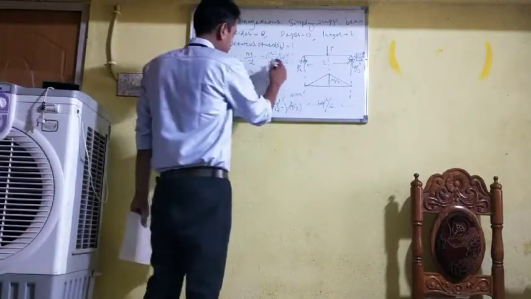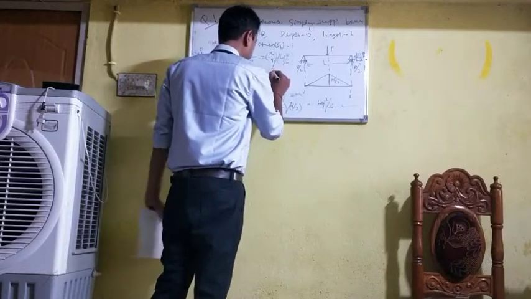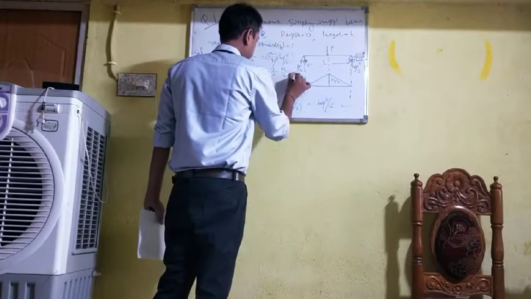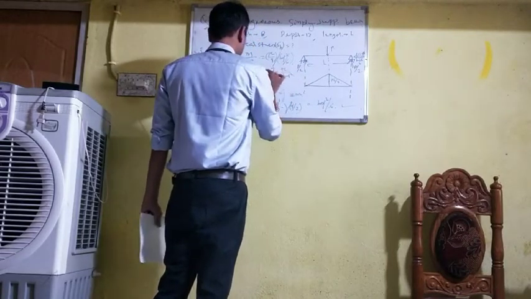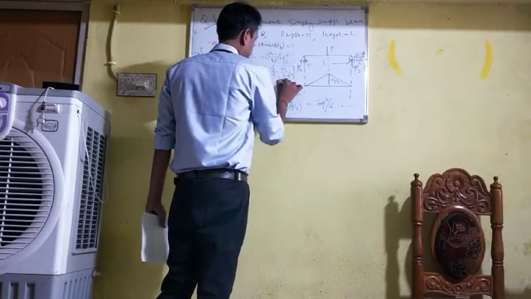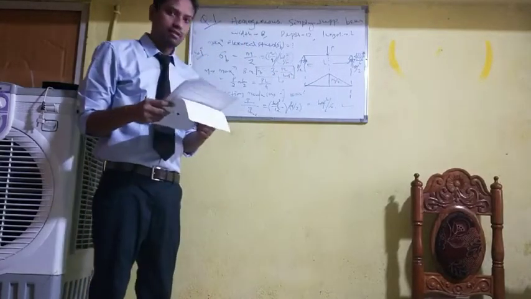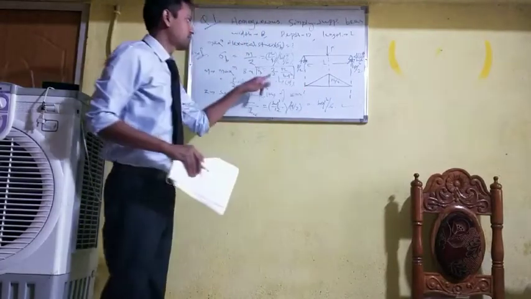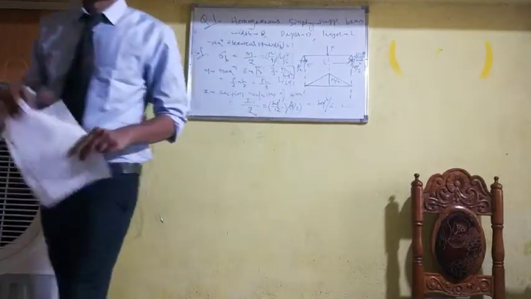So after calculating this, we can get it as 3 by 2 PL upon BD square. Okay, this is the value of sigma B, the maximum flexural stress, and this is our answer. And this is the option given in option number D. Okay, so this is our final answer.